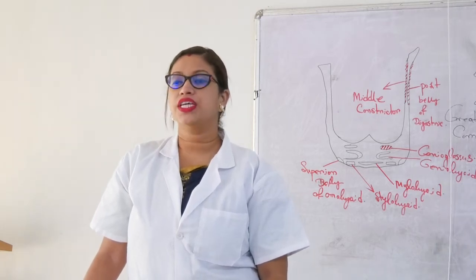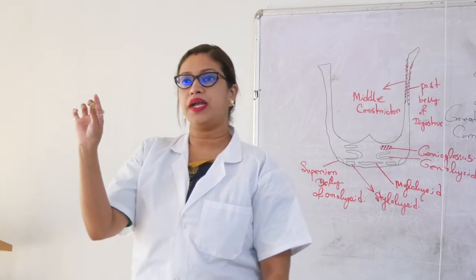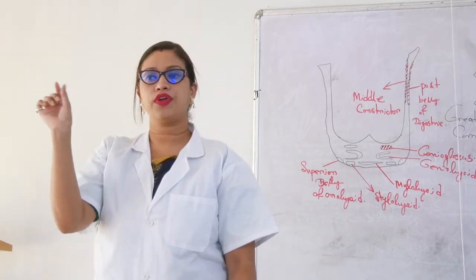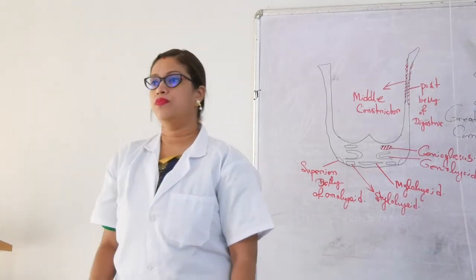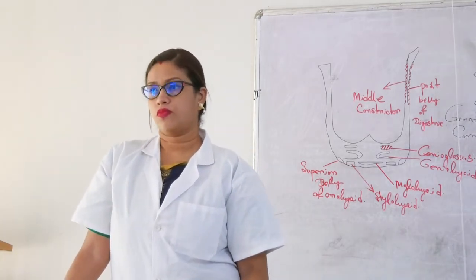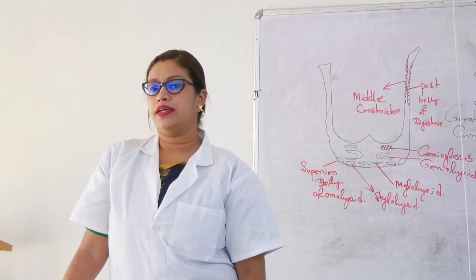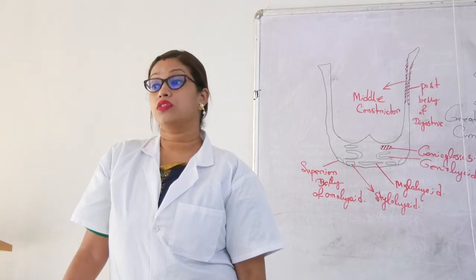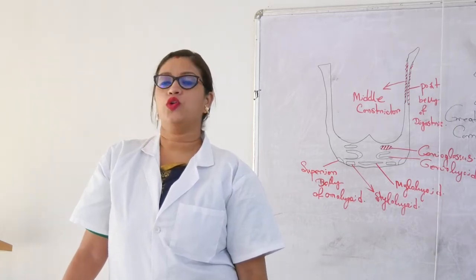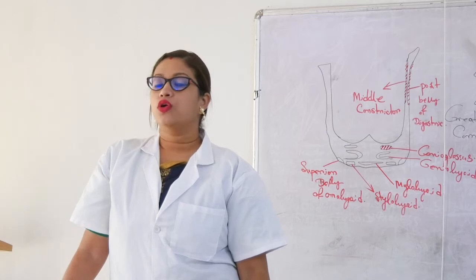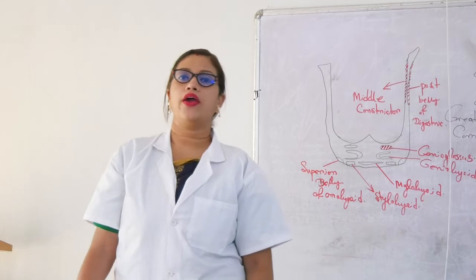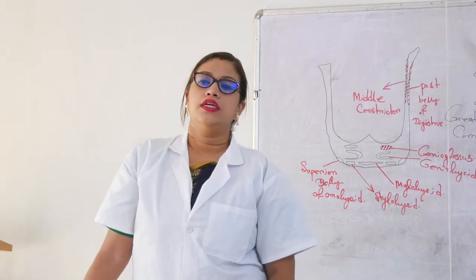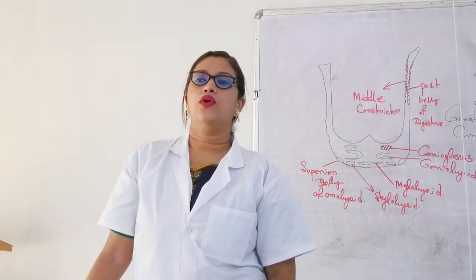Geniohyoid. You can remember the genial tubercle in the mandible; it takes origin from there and goes up to the hyoid. So please write it down. There are four suprahyoid muscles, and hyoglossus. Number one, write it down: mylohyoid, stylohyoid, geniohyoid, and hyoglossus.